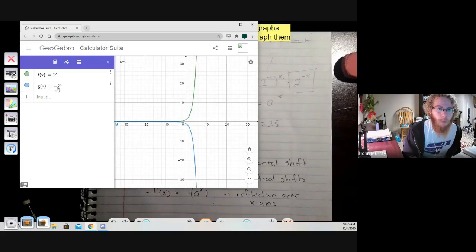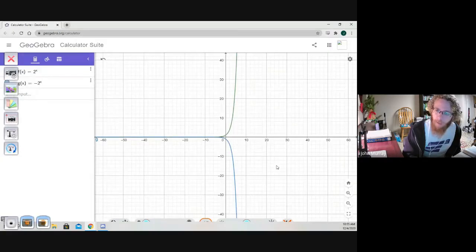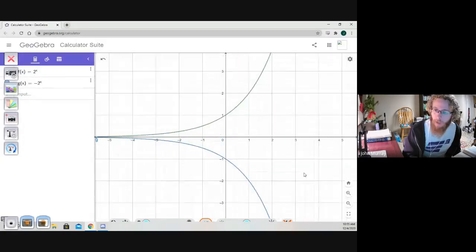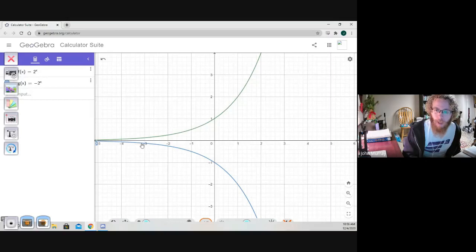That negative is being applied after you do whatever this is. If you had negative 2 squared, you would do 2 squared, which is 4, and then that would be negative 4. So here the parentheses matter. And there again we can see they're mirror images, and our reflection line is the x-axis this time.